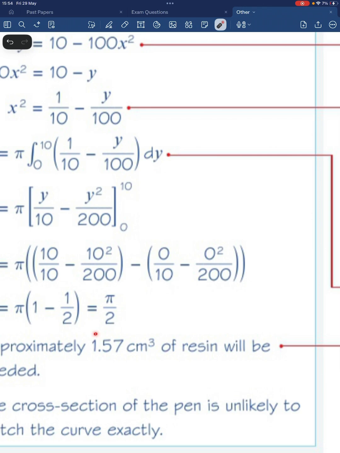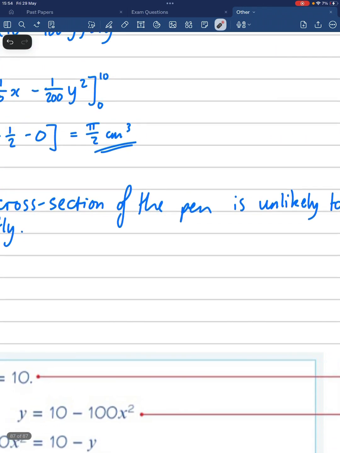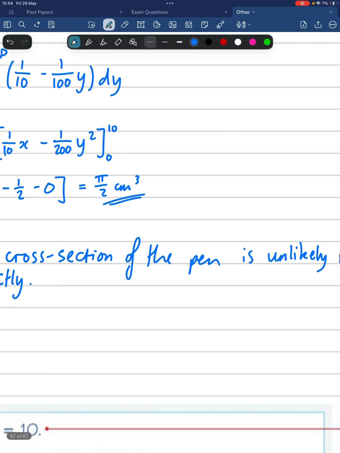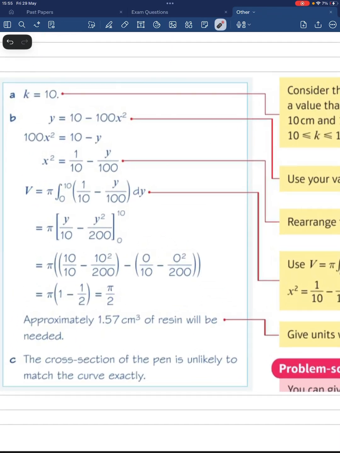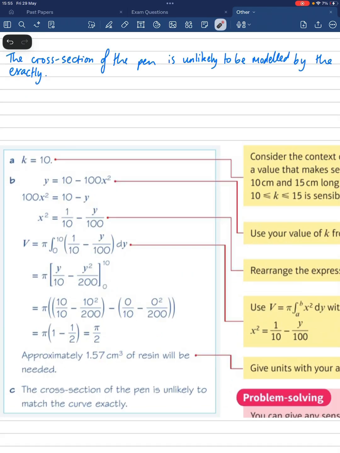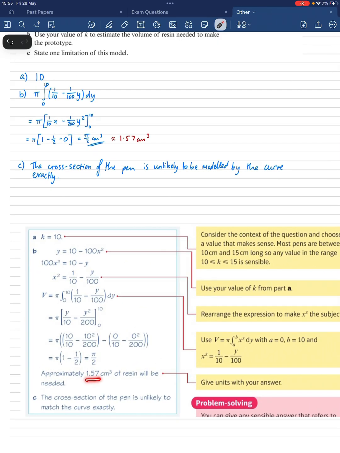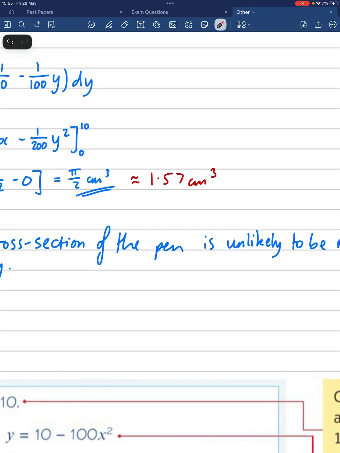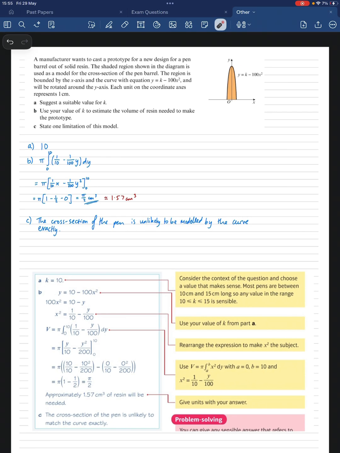Ooh, my bad. 3 significant figures, it's modelling. That's approximately 1.57 centimeters cubed. I got that wrong by accident. So always give your answer to 3 significant figures and with units. Actually, in pure, I don't think it matters too much. It's mainly in applied that you have to give it to 3 SF. Here, pi by 2 centimeters cubed might hopefully be accepted.